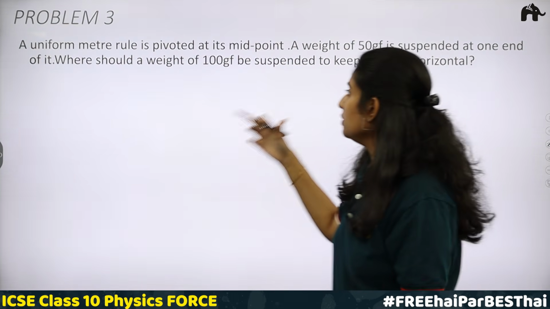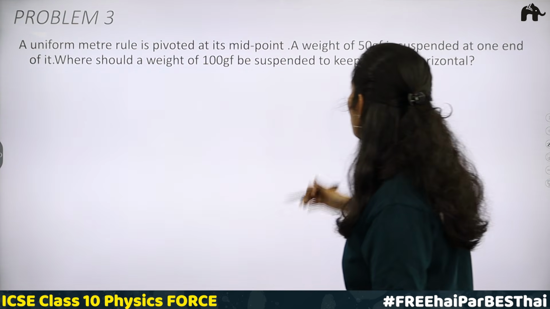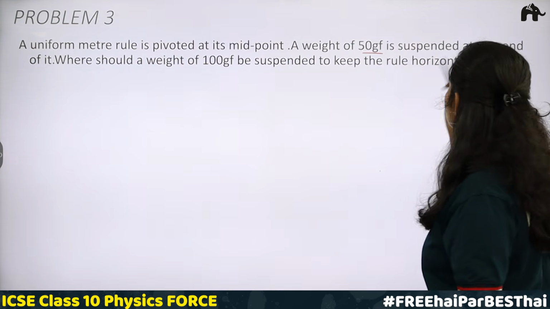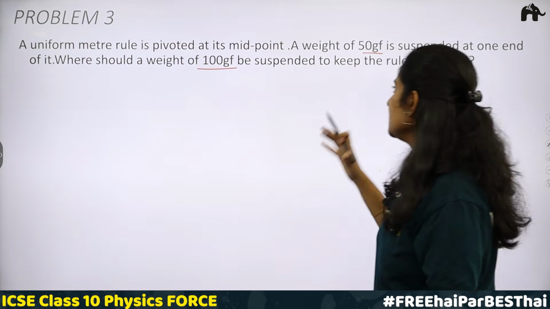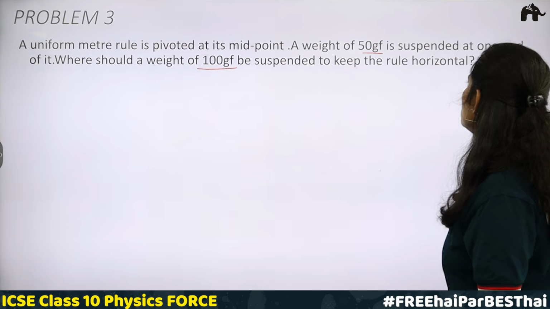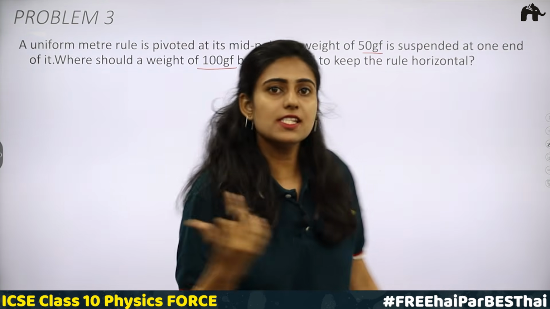Problem number 3. A uniform meter rule is pivoted at its midpoint. A weight of 50 GF is suspended at one end of it. Where should a weight of 100 GF be suspended to keep the rule horizontal? Here we are going to use the principle of moments.